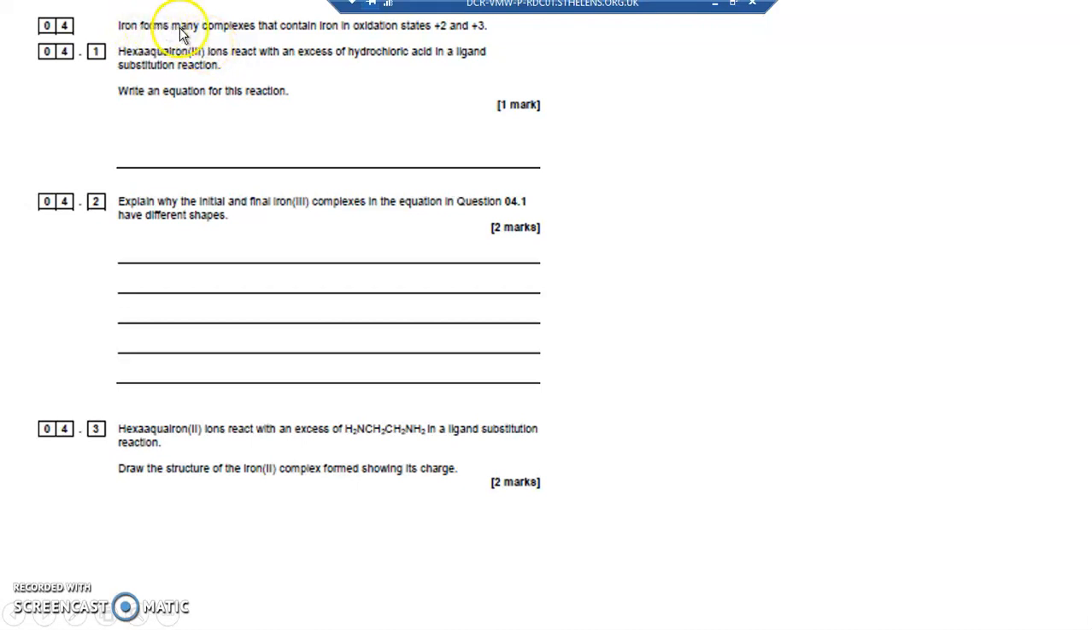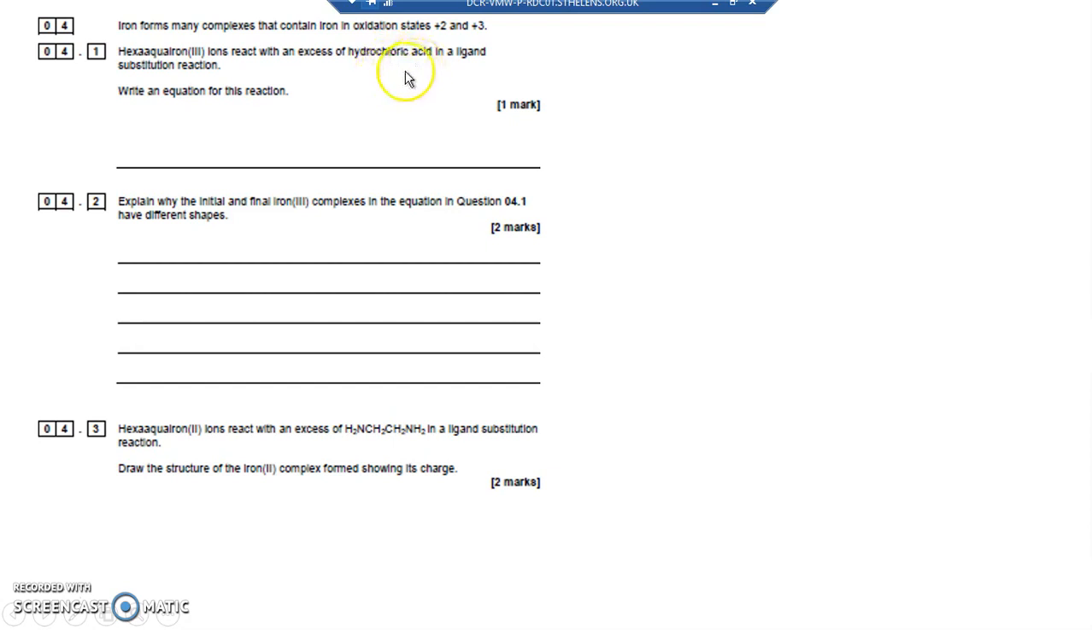Question 4. Iron forms many complexes that contain iron in the oxidation states 2+ and 3+, which means the iron has lost 2 electrons or 3 electrons. Hexaaqua iron(III), so we're talking about Fe3+, reacts with an excess of hydrochloric acid in a ligand substitution reaction. Hexaaqua means that it's [Fe(H2O)6]3+, with an excess of hydrochloric acid.